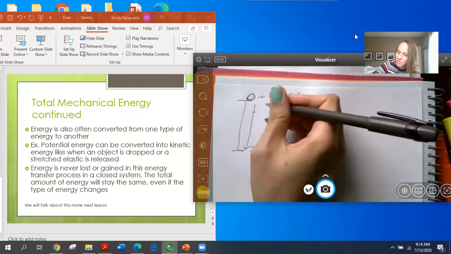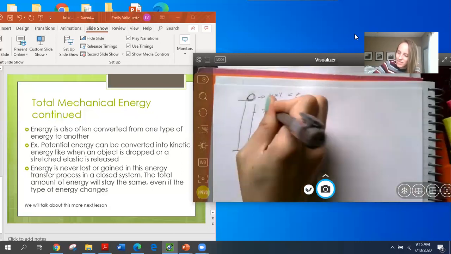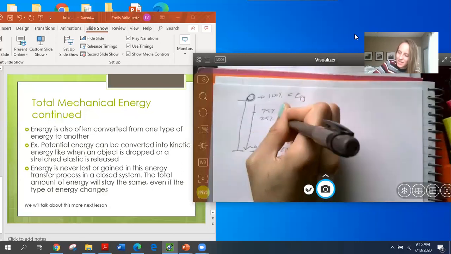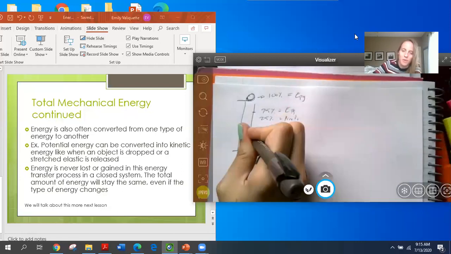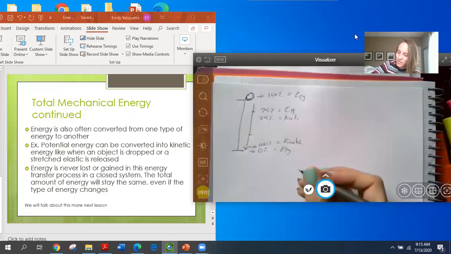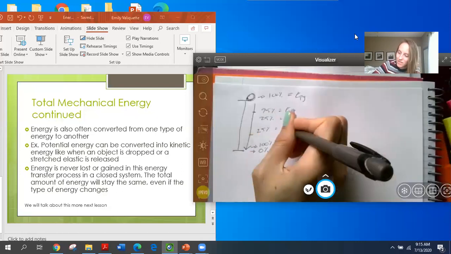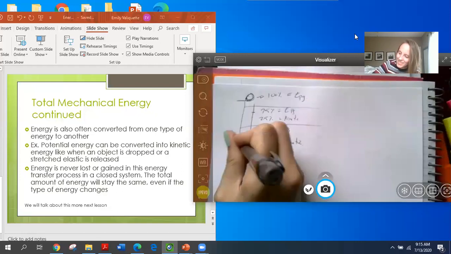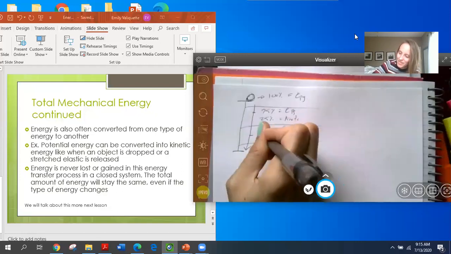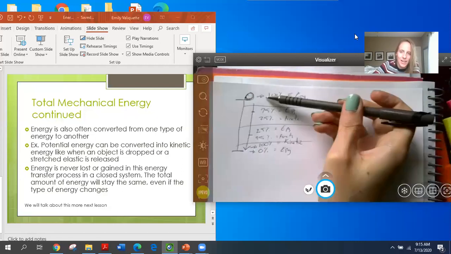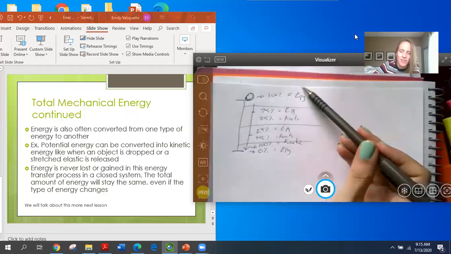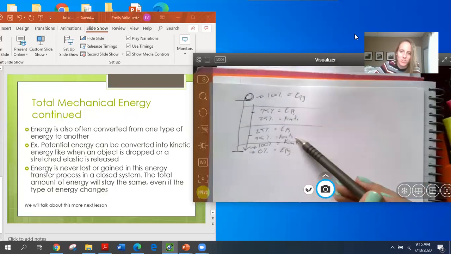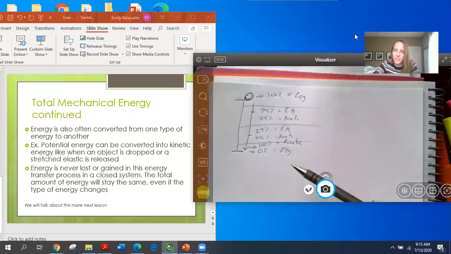Right around here, it might be 75% gravitational and 25% kinetic. Further down, we might have the inverse of that, where it's only 25% gravitational and 75% kinetic. So throughout this entire fall, the energy is being converted from potential energy into kinetic energy, but the total amount of energy doesn't change.